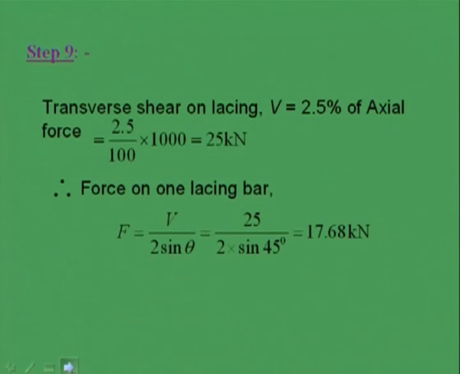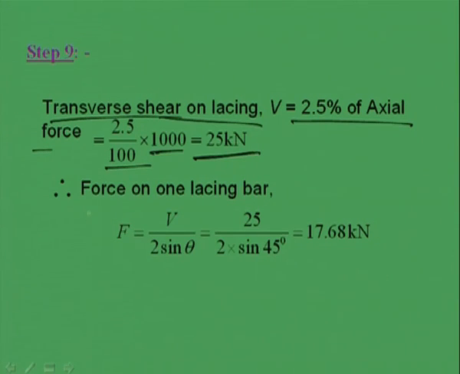Next what we will do? Next we will find out the shear force which is coming into lacing as 2.5% of the axial force, that is coming 25 kilonewton, because as per the clause provision we know that transverse shear on lacing will be 2.5% of the compressive force. So, 2.5% of the compressive force, that is becoming 25 kilonewton.